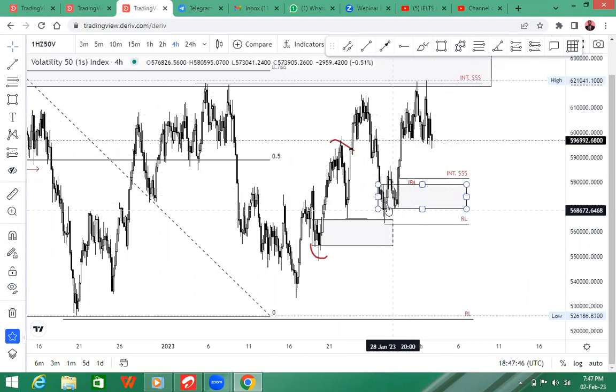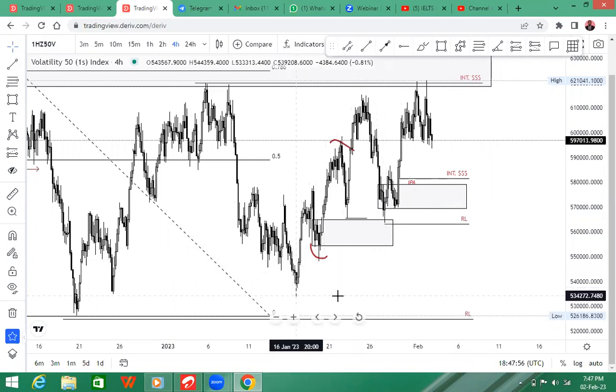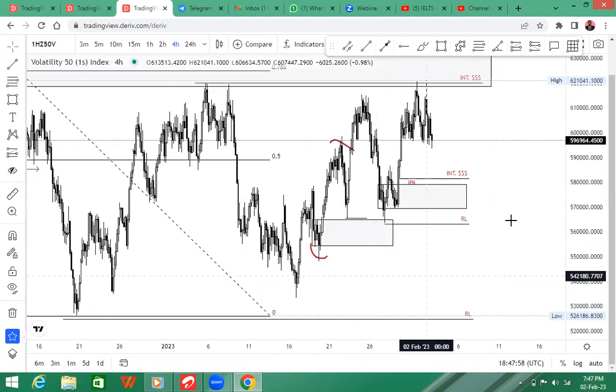So if price has moved to this place, stop loss can come here. If price closes below this, your stop loss can come here. Price closes below this, your SL can come toward the structural zone. So that's what I'm looking at.